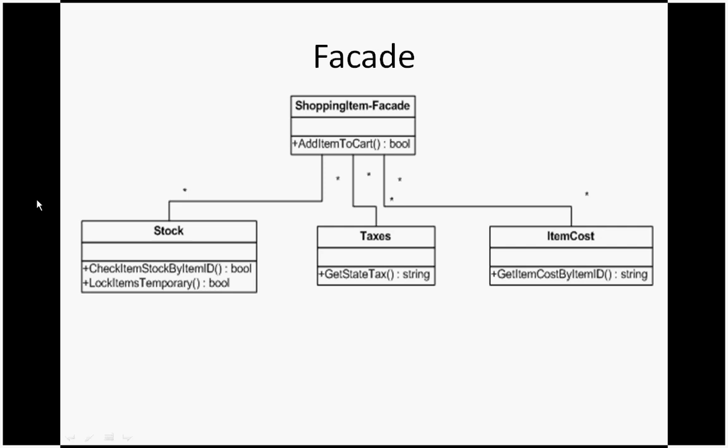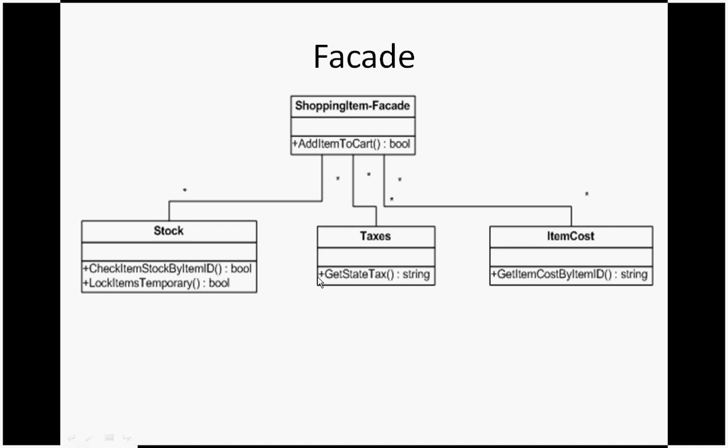I will provide the shopping item. The shopping item is one class. You can have many facade classes, and the shopping item is one facade class. Internally, it has a method called add item to cart. This add item to cart method calls the method of the stock class, the methods of the taxes class, and the methods of the item cost class.